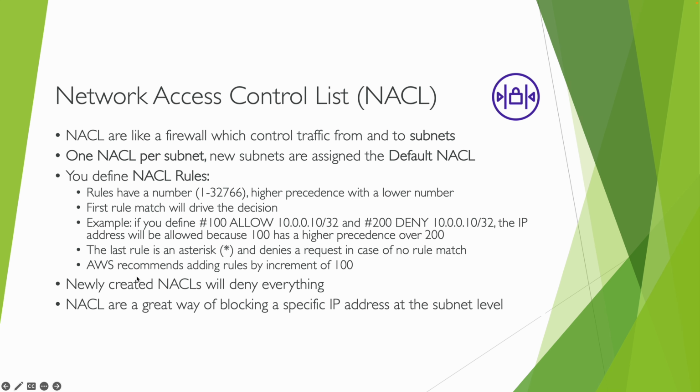AWS recommends adding rules in increments of 100. AWS recommends starting your rules from 100, because if you want to add any other rules above those, you can use the numbers from 1 to 99. So if you are defining an NACL manually, you can start writing the rules from 100. If you create a new NACL, it will by default deny everything. Newly created NACLs deny everything. NACLs are a great way of blocking a specific IP address at the subnet level.